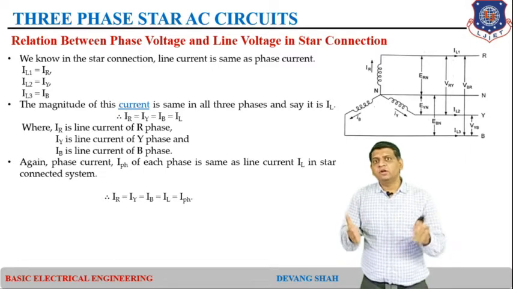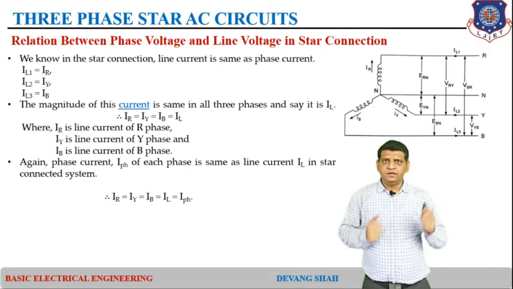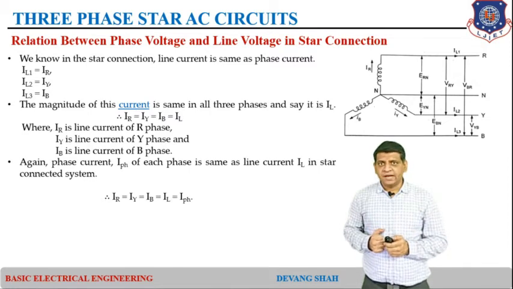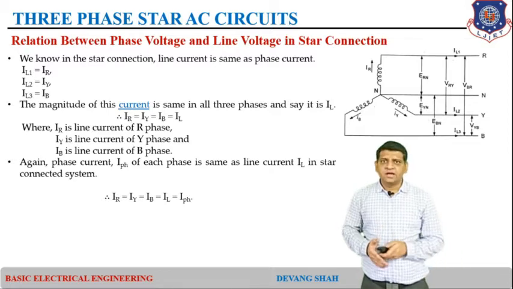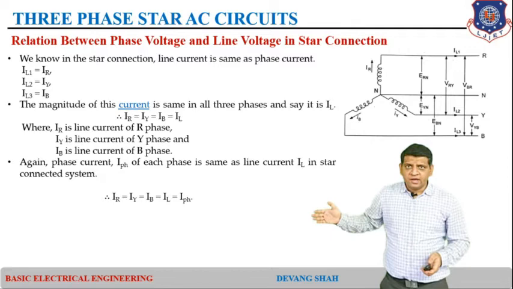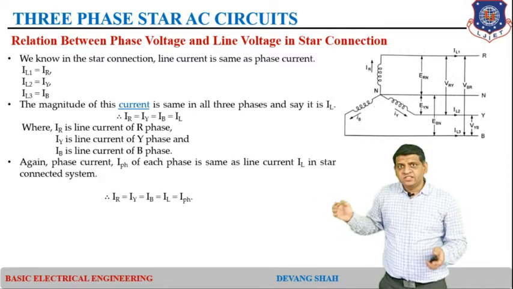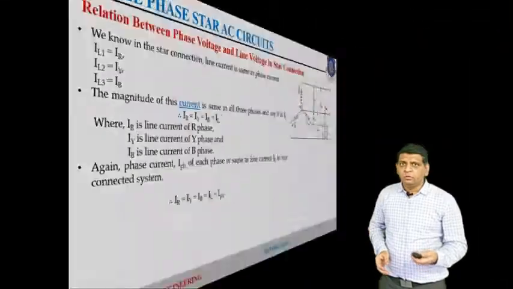Now this is one of the relations of phase current versus line current for a three phase star network, right. So the phase current value is the same as the line current value in a star connection, right. From this you can now write IR is equal to IY is equal to IB is equal to IL, and that is equal to IPH, right. So the current for both cases is the same.